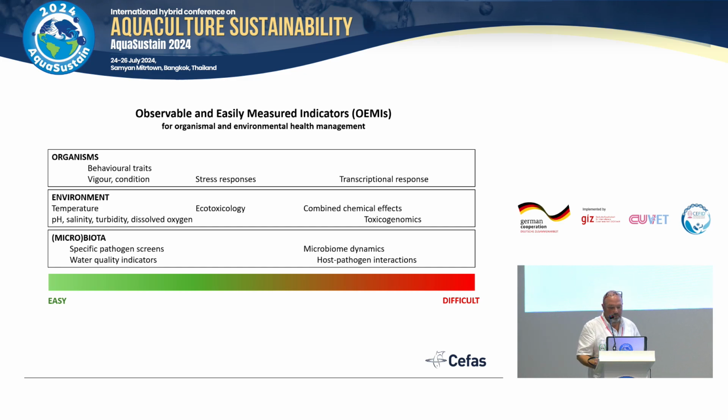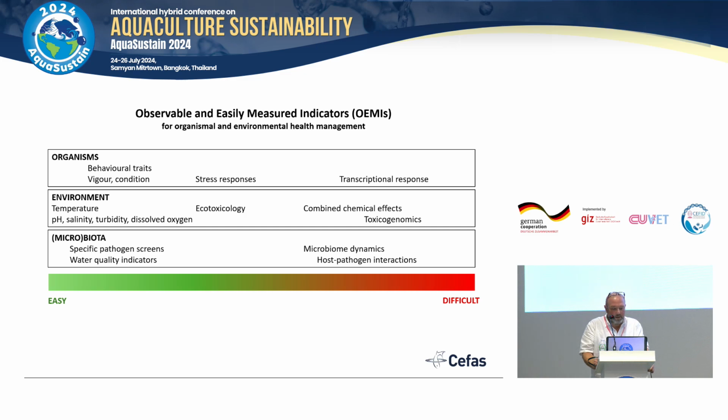Another concept that we've come up with quite recently, and are working on at the moment, is this idea of observable and easily measured indicators for organism and environmental health management. This goes back to the conversation at the end after David's talk and several others today, which is that farmers and aquaculture professionals can go out and look at ponds and make fairly easy observations, both in terms of organisms, the environment, and to some extent the microbiomes and the other organisms in the ponds.